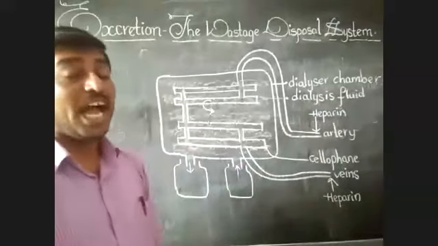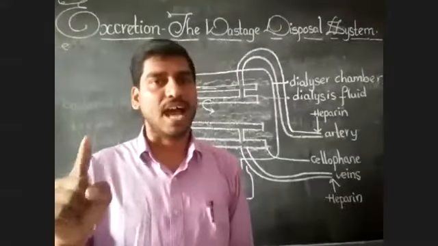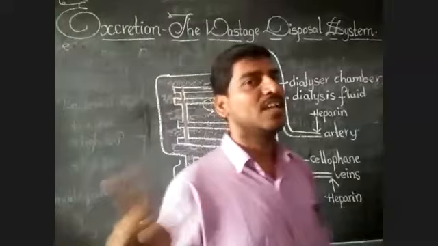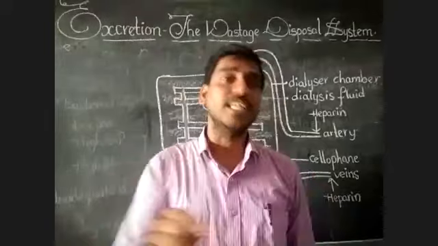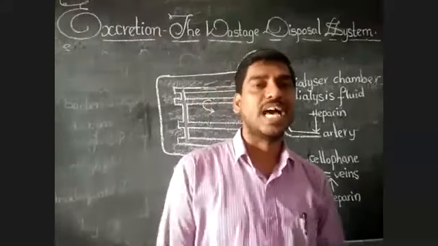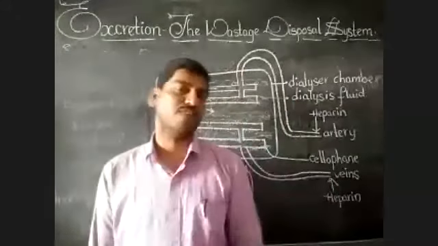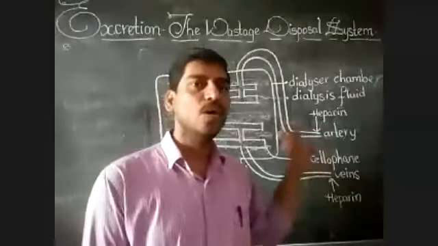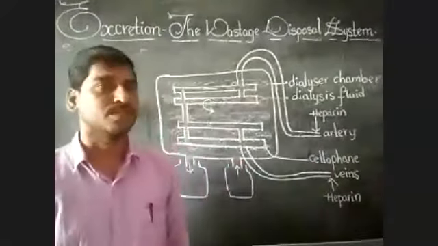The filtered blood is passed into the veins, and via the veins it moves to the heart, from the heart to the lungs, and from the lungs back to the heart. Then to each and every cell, the filtered blood with oxygen is supplied, and this facilitates normal metabolism once again. So this is how dialysis takes place.